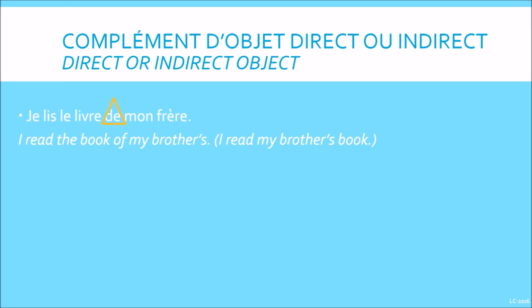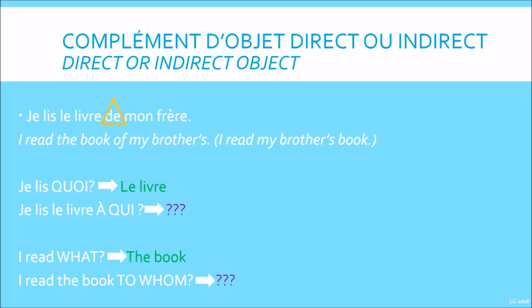Be careful though when it comes to these little words called prepositions. For example, in je lis le livre de mon frère, je lis quoi, le livre is your direct object. But if you're trying to find an indirect object and ask je lis le livre à qui, you don't have an answer. Therefore, your direct object is le livre de mon frère, and there is no indirect object in this sentence.